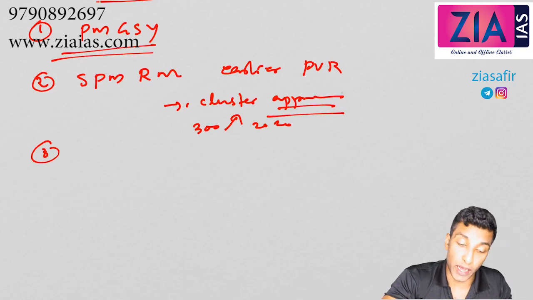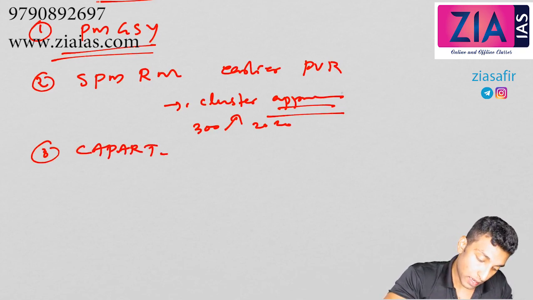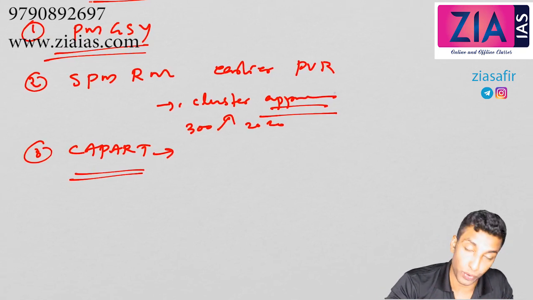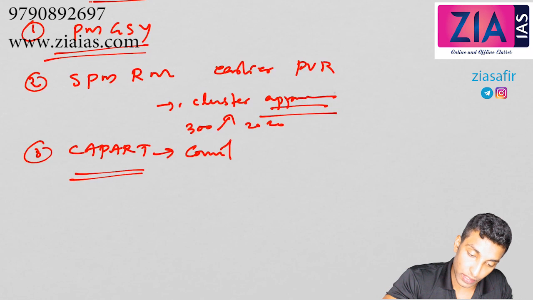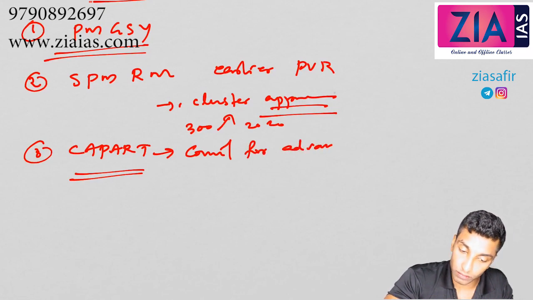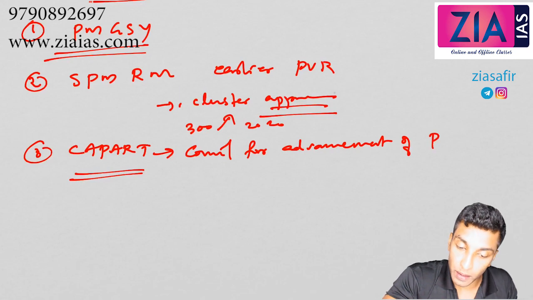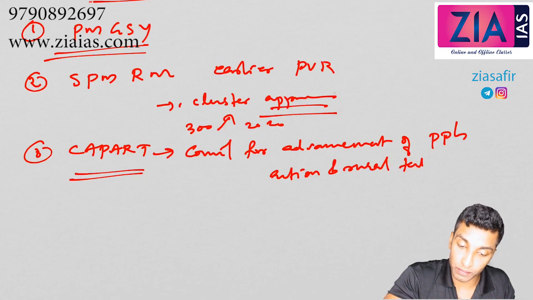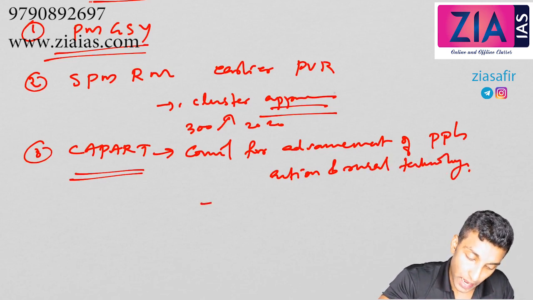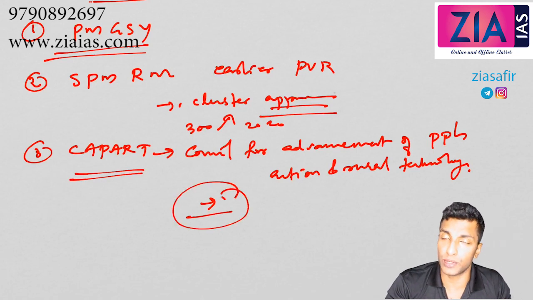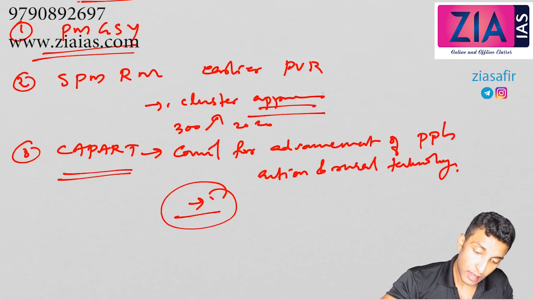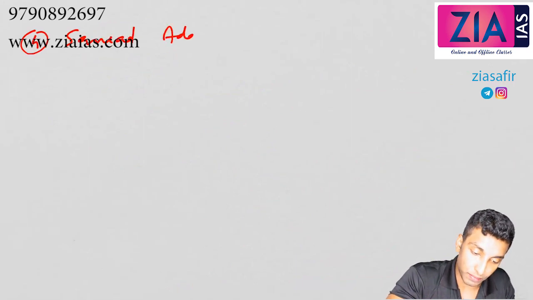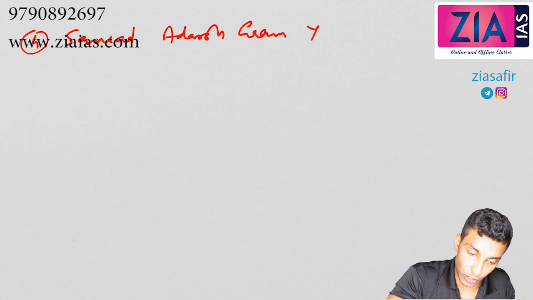Third one, CAPART, Council for Advancement of People's Action and Rural Technology. Here there will be training and assistance of NGOs. Next one under this is Sansad Adarsh Gram Yojana.